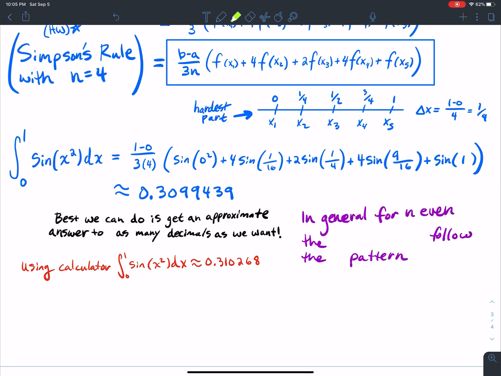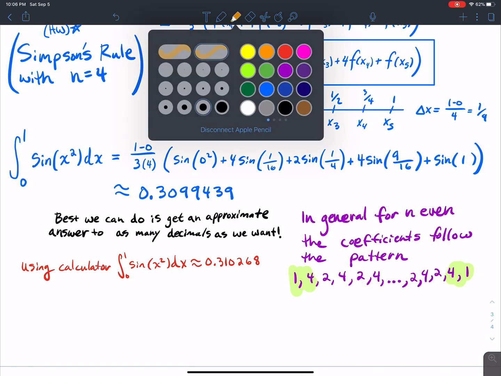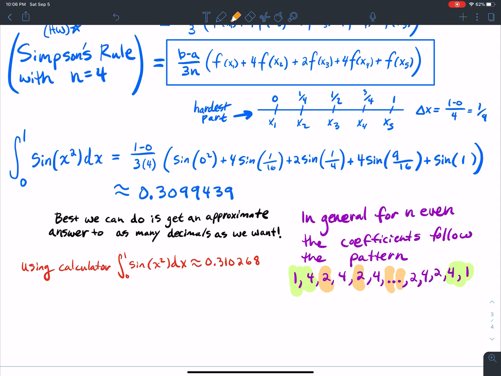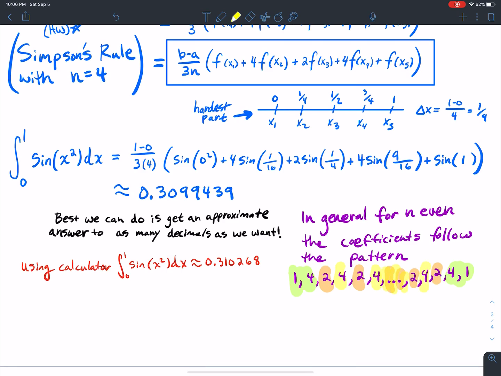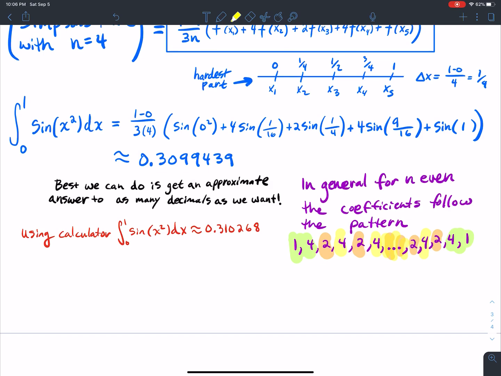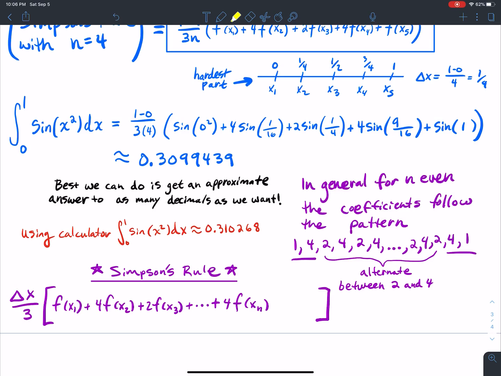Okay, so in general, for n even, the coefficients follow a pattern. You notice the pattern looks kind of symmetric, right? So here's the pattern. Starts with 1, then it goes to 4, then it goes to 2, then it goes to 4, then it goes to 2, then it goes to 4. It just alternates between 2 and 4. And then a lot of stuff in between, and then 2, and then 4, and then 2, and then 4, and then it goes back to 1. So the 4 and the 1 are always together, and then we just end up alternating in here. Lots of stuff in between going on, all the way to 1. So those are the coefficients, how they alternate. So Simpson's rule in general looks like this here.